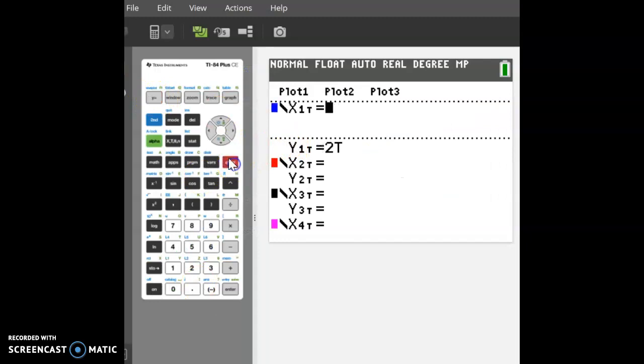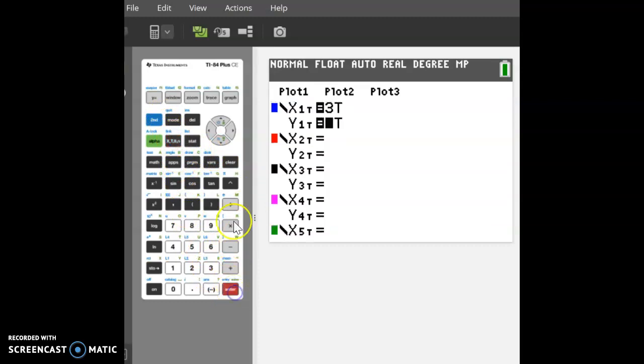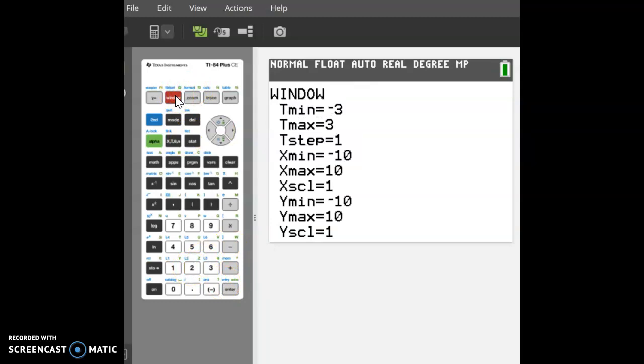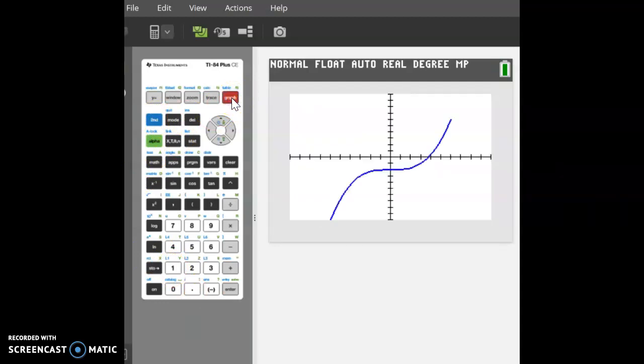Let's put our two equations in. I have 3t and I have t cubed minus 2. All right, let's go to our window. Here we wanted our t min to be negative 2 and our t max to be positive 2. Let's change the t step to make it much smaller than 1. Let's do 0.1. Let's go to our graph, and we get the same kind of graph that I had on my picture. So that's what your graph should look like.